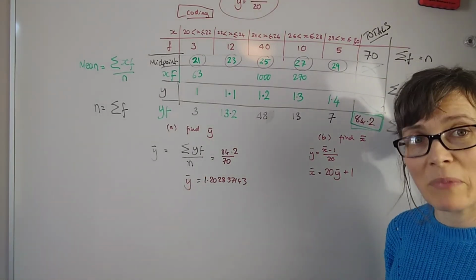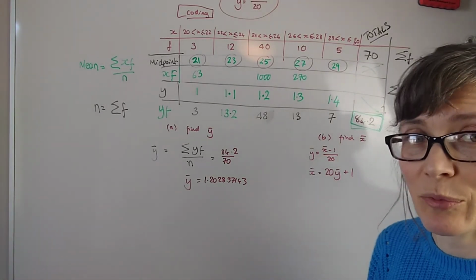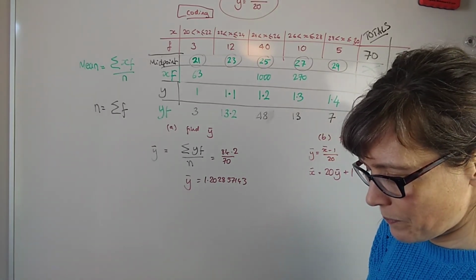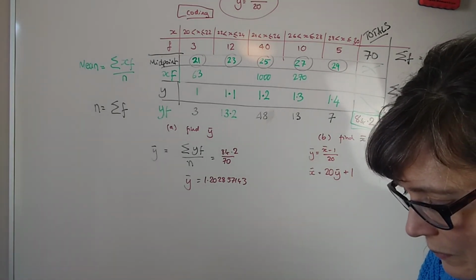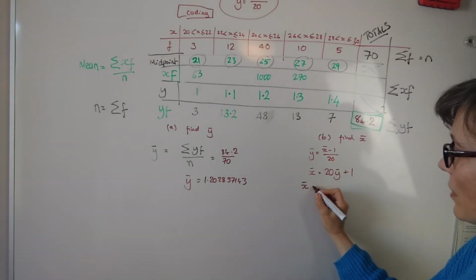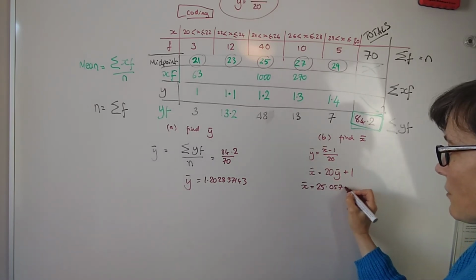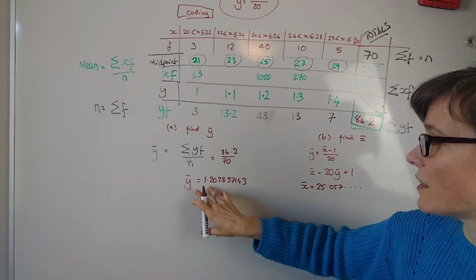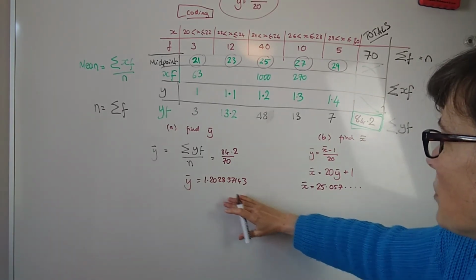So if this is my y bar, or mean for y, what I need to do is multiply it by 20, and this is where all those decimal places might become more significant. So we just multiply it by 20, and then we need to add 1. And my answer is that x bar, the mean of x, is 25.057 something. So that 2 there has actually become quite significant. So we don't want to round too early with this.